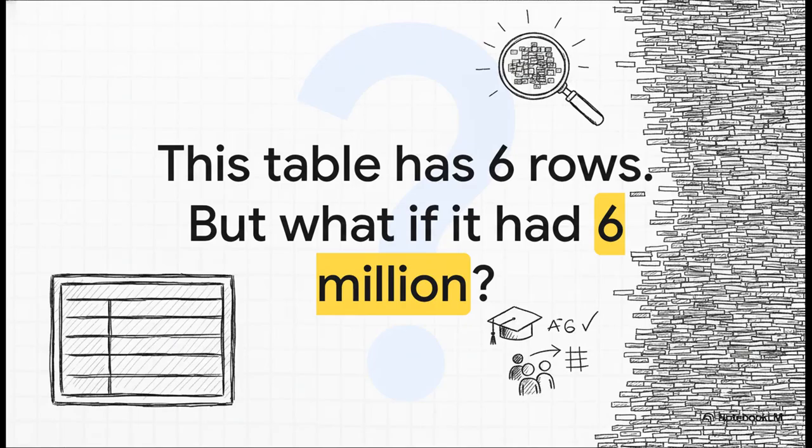But here's where it gets tricky. With just 6 rows, we can just look at it. No problem. But what if there were 6 million rows? You can't just scroll through all that. How do you answer big picture questions like, what's the average GPA for the whole university? Or exactly how many students do we have? That's the problem we're here to solve.